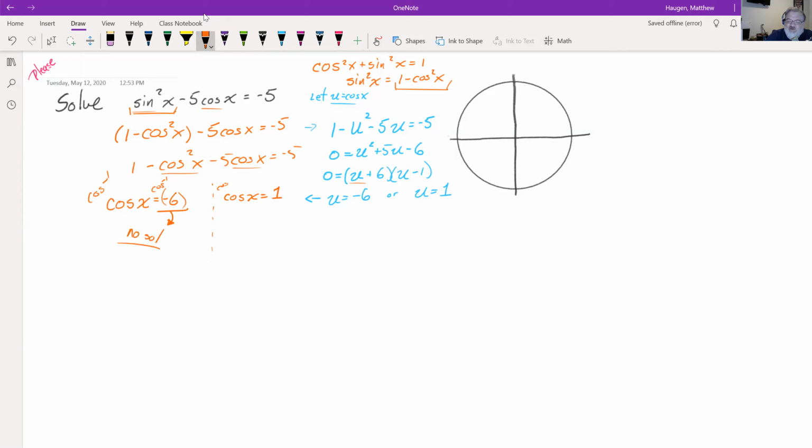So when we take the cosine inverse there, we're going to get a nice x equals. Where's cosine equal to 1? Cosine is equal to 1 at pi/2, at straight up, and anything coterminal to it.